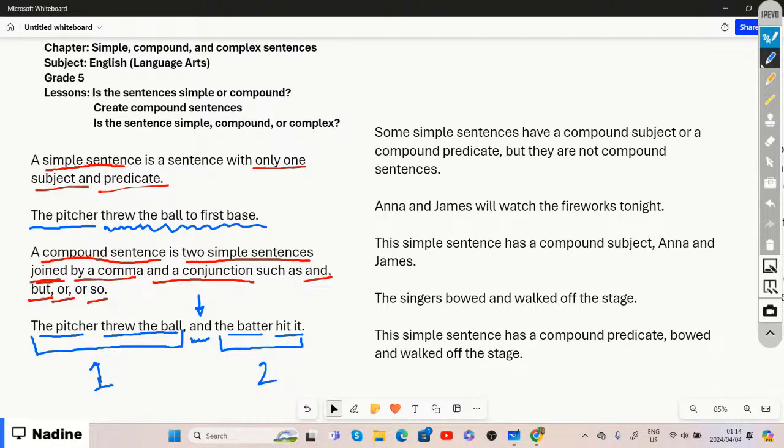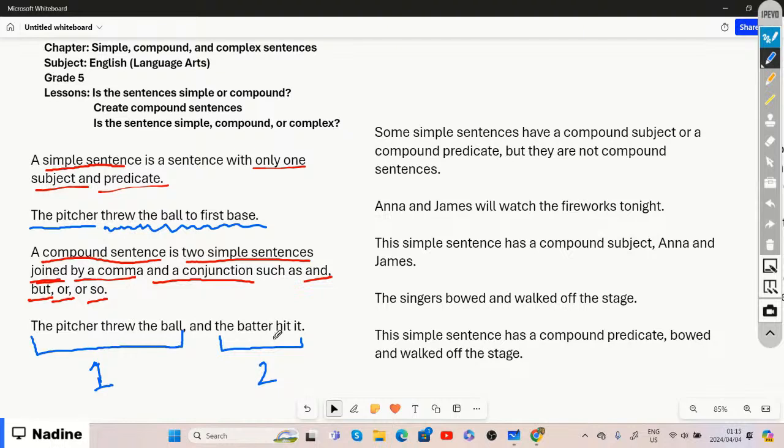It's a part of the sentence that shows the action, like the phrase that shows the action. Here we have two simple sentences, right? The sentence that says the pitcher threw the ball is one sentence, and the second sentence is the batter hit it, meaning these two sentences can stand on their own. So here we have two sentences.